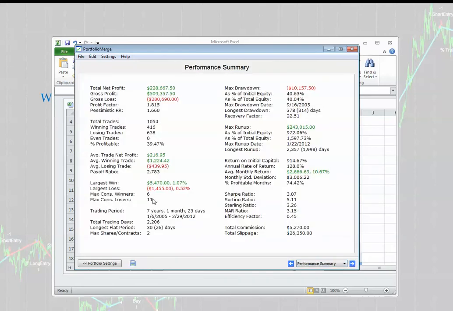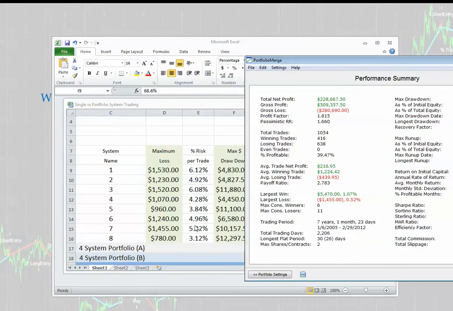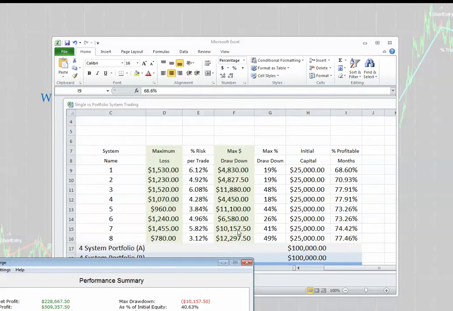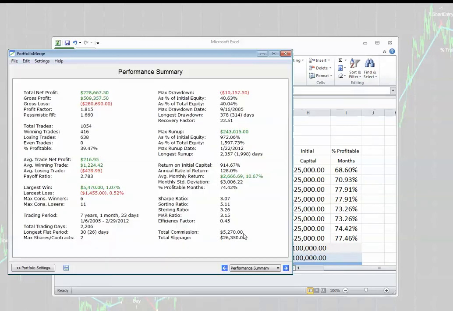Looks pretty good. 1455 for the max drawdown. Let's see, or I'm sorry, max loss 1455 for a single trade. Max drawdown in dollars is 10,157.50, which is correct, and 73.26. Well, this one's wrong. Okay, so 74.42. Oh, here it is. Okay, so this is system 7.